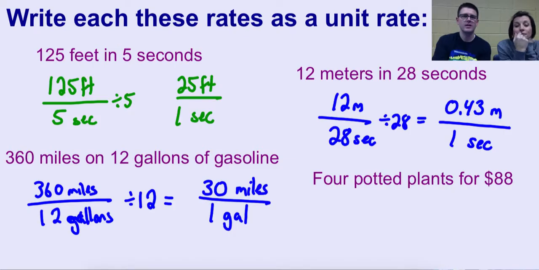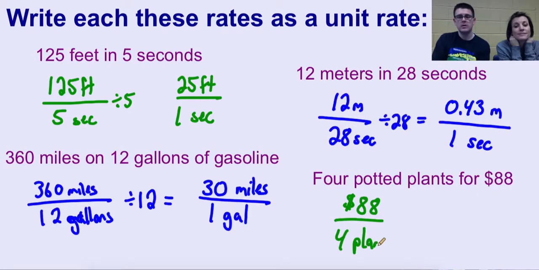4 potted plants for $88. He's going to tell us. Money is always going to go on top. So even if it's listed second, it's easier to break money up into pieces. You can think of parts of $1. $88 over 4 plants is how much for 1 plant? So I'm going to get $22 for 1 plant.